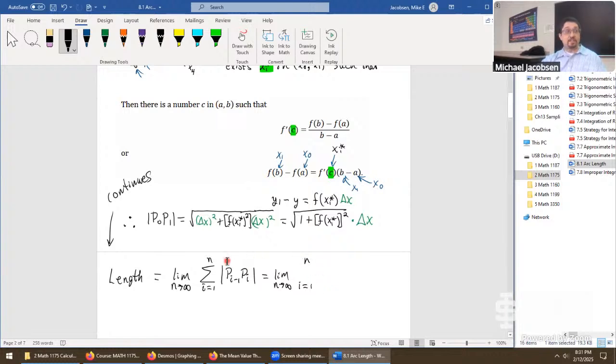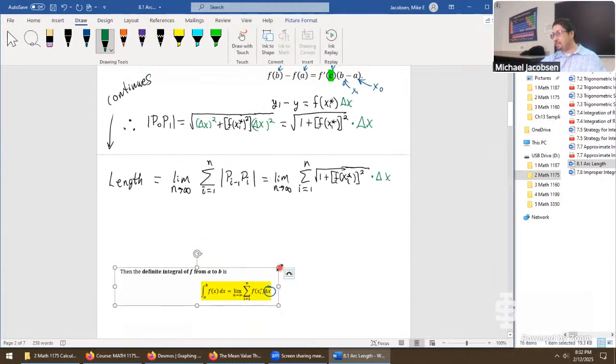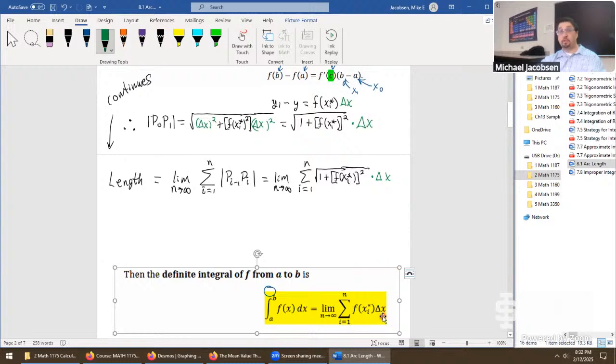We can say this is the limit as n goes to infinity, summation as i goes from 1 to n. Over here by the red dot, it's not a Riemann sum until you can get a delta x out, and that's what we showed is possible. We get that this whole thing, generalized from the lines above, is now root 1 plus f prime of x i star squared, multiplying delta x. And at this stage, it is a Riemann sum. Let's pull down that part right there. This was our major objective, to get a Riemann sum into the picture.